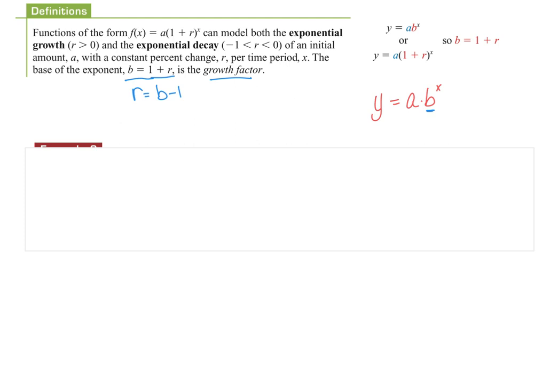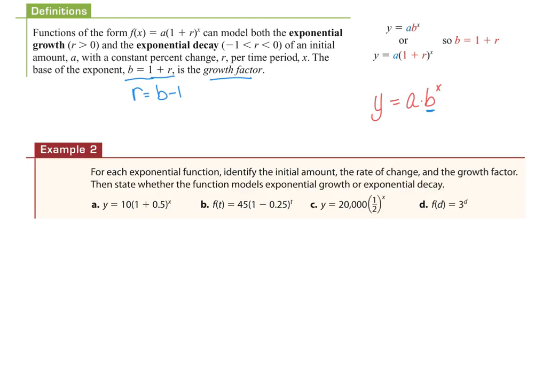And so by just looking at these equations, you can tell what your initial amount is, what your growth factor is, and what your rate of change is. So in this case, A, your initial amount is going to be that 10. Your rate of change is going to be 0.5, but then you want to make it a percentage, so multiply by 100, so 50%. And then your growth factor is going to be what happens when you add that 1 to your rate. So growth factor is going to be that 1.5.